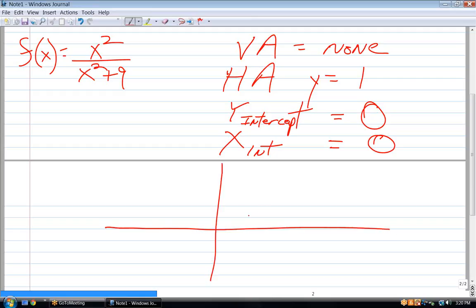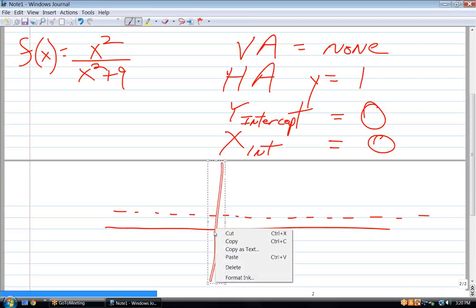Well, we start: there's no vertical asymptotes. There's a horizontal asymptote. There's an x-intercept right there, and a y-intercept. Now, when they say graph it, are they allowing you to use your calculator, or is this graph without a calculator? This is without a calculator. Without a calculator? Okay.